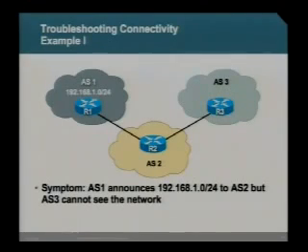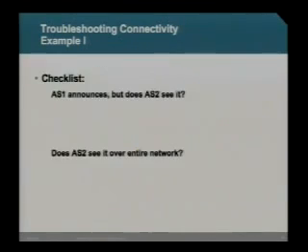Okay, so I'm just going to look at a generic sort of troubleshooting case, and I'll wander through this in the next few slides to show how you might try and tackle it. The symptom is this: AS1 is announcing 192.168.1/24 to AS2, but AS3 cannot see the network. So AS2 should be providing transit to AS1 to reach AS3. Okay, so you've got the situation. How do you go about troubleshooting this?